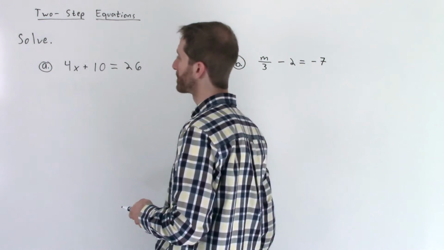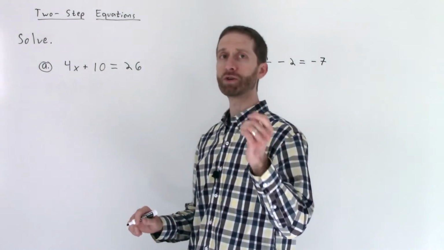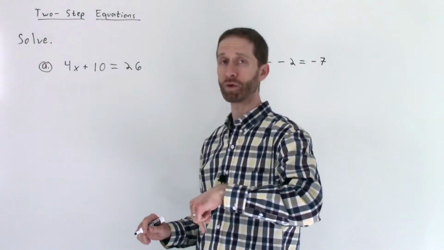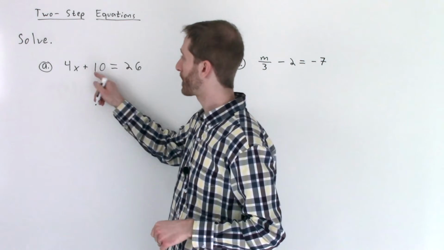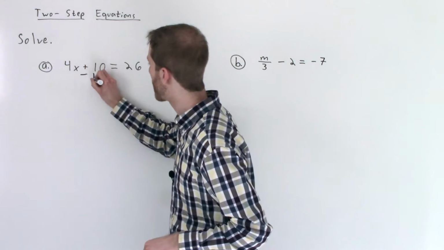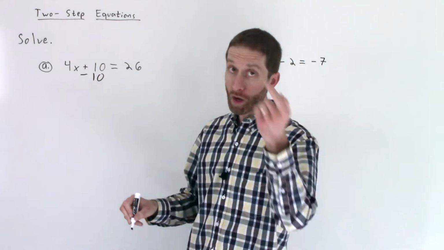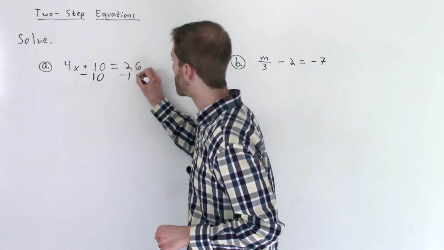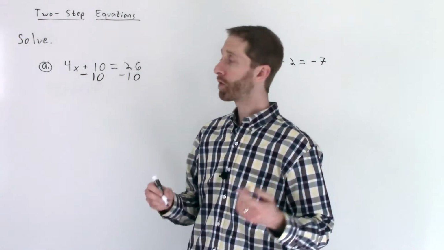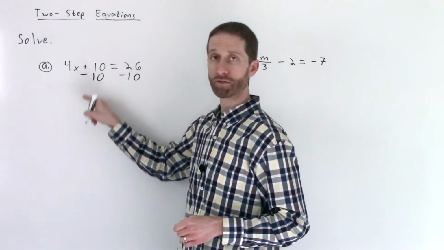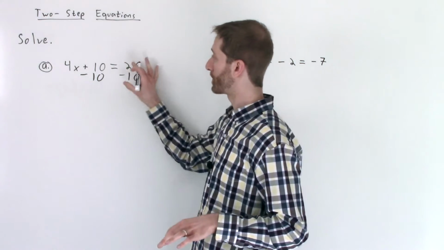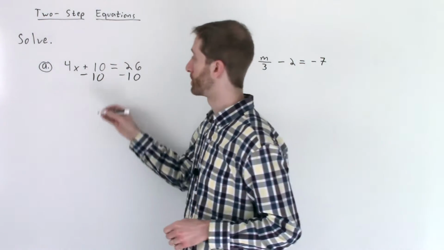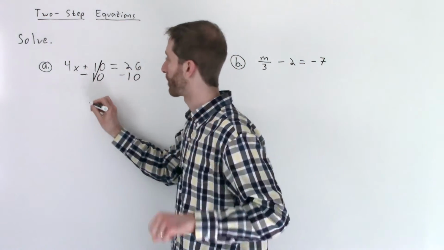Let's dive into this. So the first process we're going to undo is the last thing that we would normally do in the order of operations, plus 10. So we'll undo that with minus 10. What I do to one side of an equation, I must do to the other to keep the equation balanced. So focus first on the undoing of the order. That's what we want to do. Don't worry about this side. 10 minus 10 is 0. So they cancel out. They go to 0.